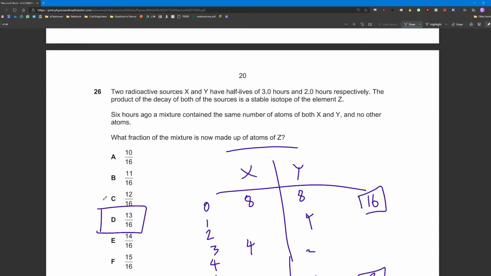The key here is that, again, there's no mathematical trickery needed. It's just that simply writing out a table is the fastest way of dealing with this kind of question when you have a radioactive isotope related question.